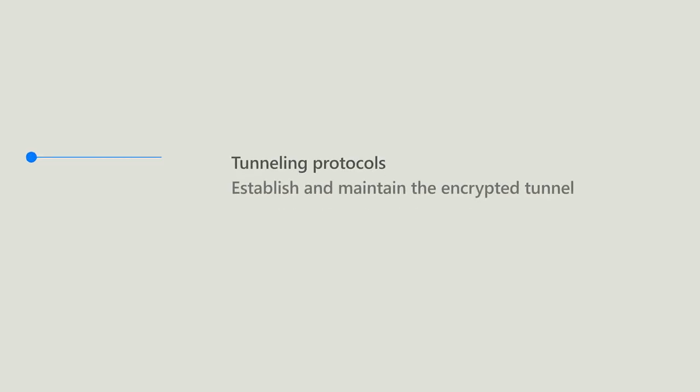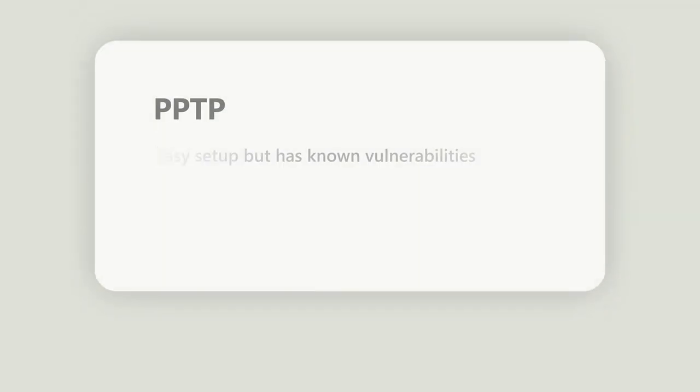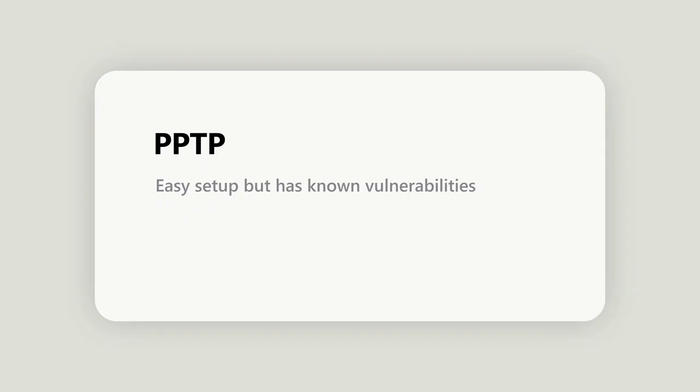Next, let's discuss the backbone of VPN communication: tunneling protocols. VPNs rely on tunneling protocols to establish and maintain the encrypted tunnel between your device and the VPN server. These protocols define the rules and methods for securely transmitting data over the Internet. Some of the most commonly used tunneling protocols in VPNs include Point-to-Point Tunneling Protocol, or PPTP, one of the earliest VPN protocols. PPTP is relatively easy to set up, but has known security vulnerabilities, making it less desirable for modern VPN implementations.